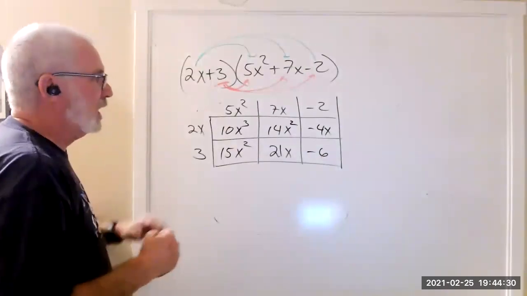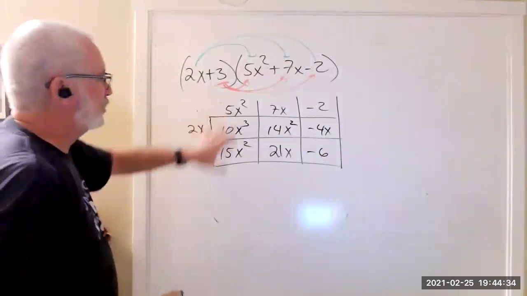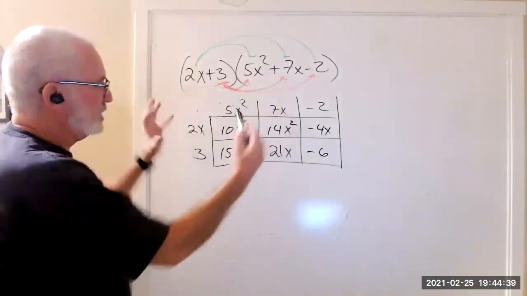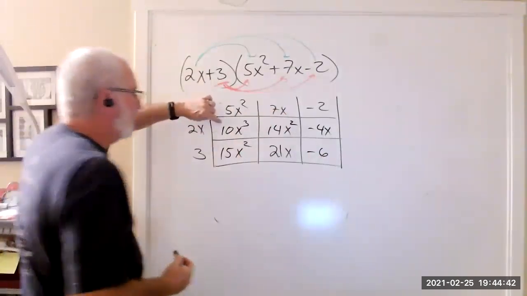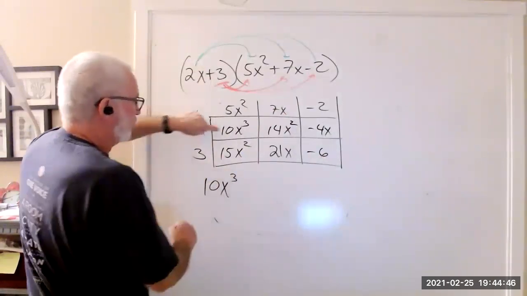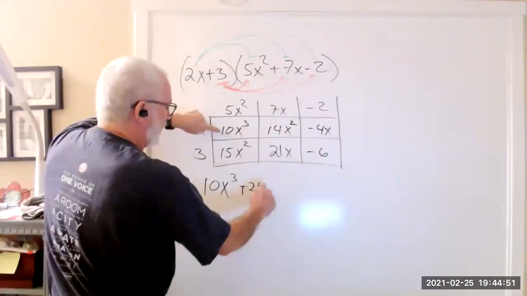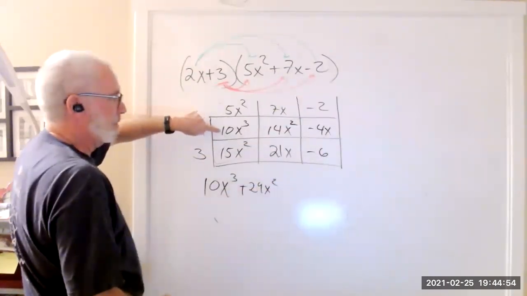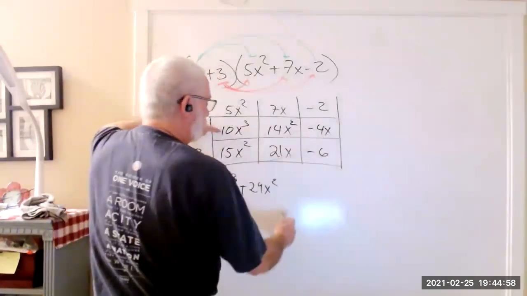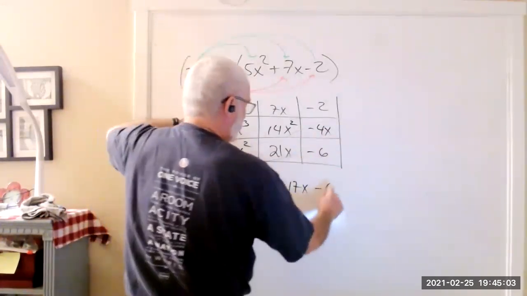You still have to go through and combine like terms. You still have to do this, but the matrix here kind of keeps it nice, neat, tight, and organized. So you go, okay, how many x cubes do I have? 10x to the third. My x squareds are right there, so I have 29x squared. My x's are right here. 21 take away 4 is 17x, and then the minus 6.